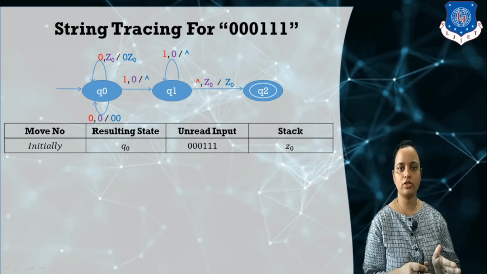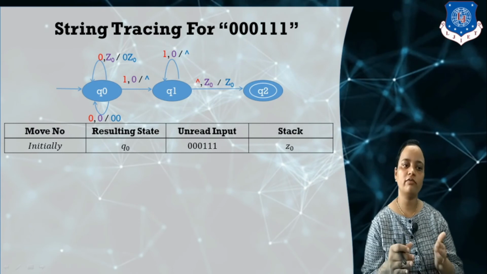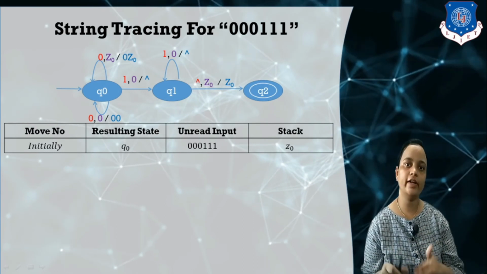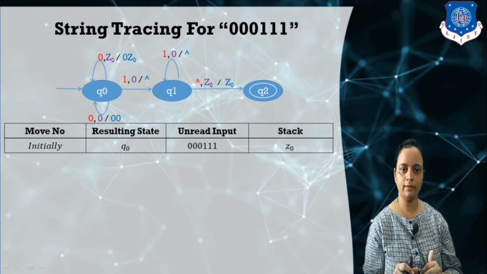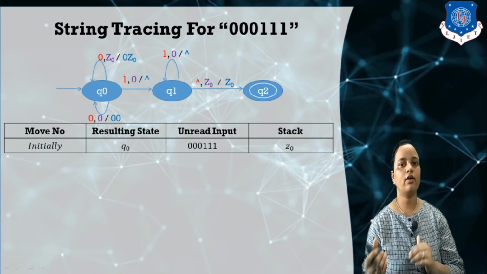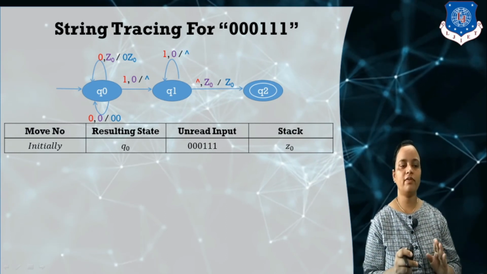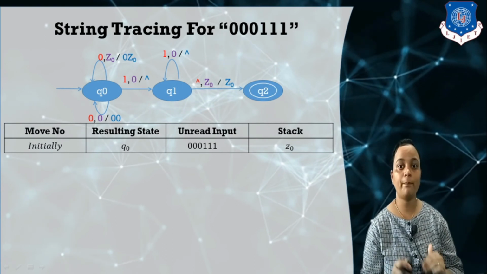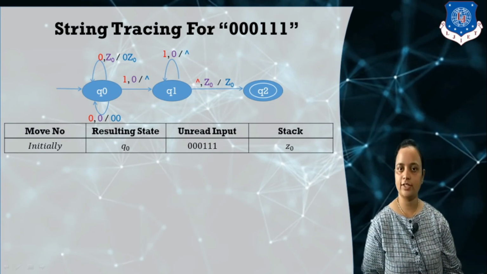The first mentions the move number. The second column is the resulting state, which state we are at right now. The next column defines the unread input. So initially, whatever input it contains, we have to mention over here. And the last one is the topmost symbol the stack contains. So as we know, initially we are at Q0 state. Our input is 000111. Initially the topmost symbol of the stack is Z0.